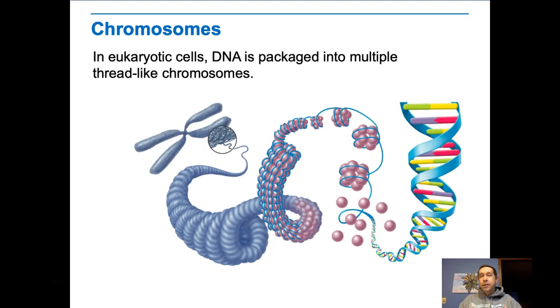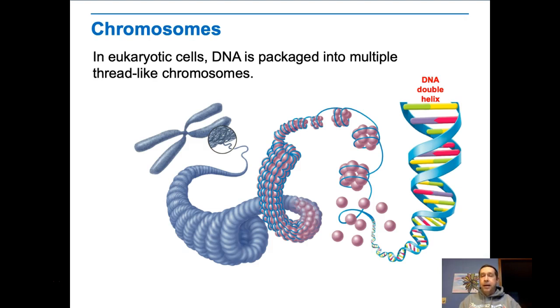In eukaryotes, the DNA is in the nucleus. It's in multiple thread-like chromosomes, and the number of chromosomes varies from species to species. And so there's a different type of replication that has to happen here, but it has to happen before the cell can divide. So you can see kind of how the packaging goes.